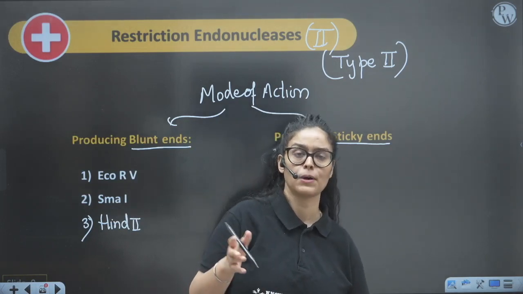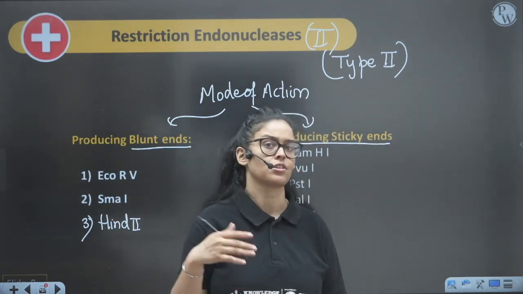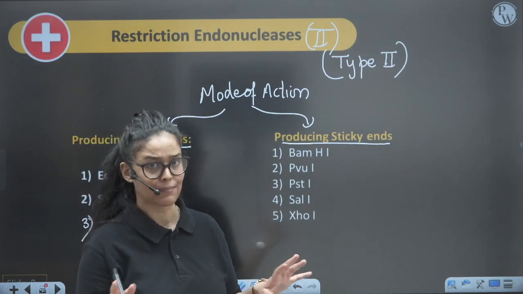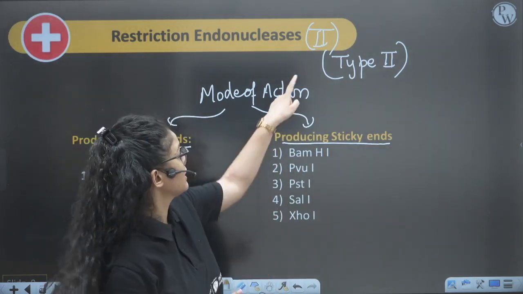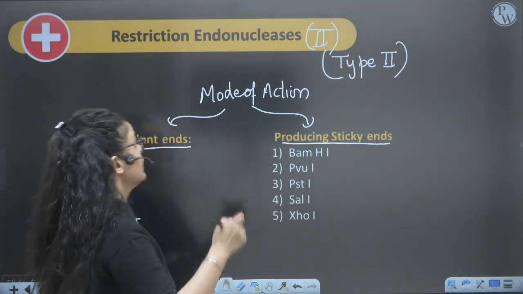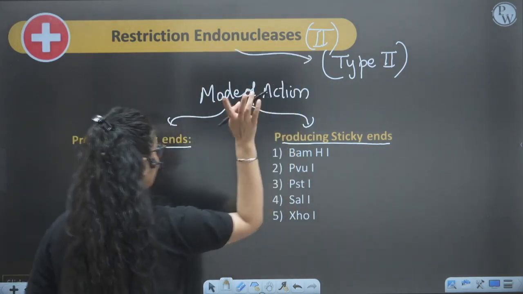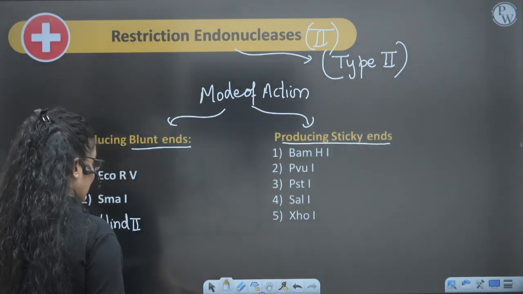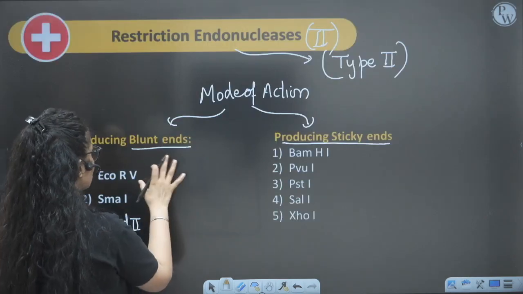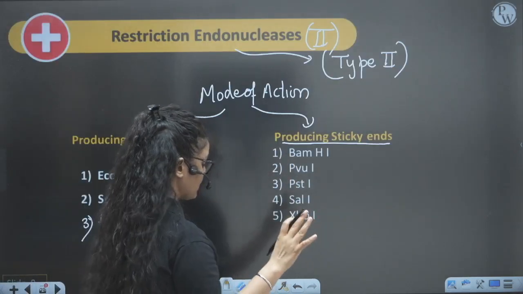But when we talk about restriction endonucleases type 1, 3, we don't use them, right? Only the type 2 is used, NEET question. So restriction endonucleases type 2 are used. As I have told you, they recognize the specific sequence, and in mode of action, some produce blunt and some produce sticky ends.